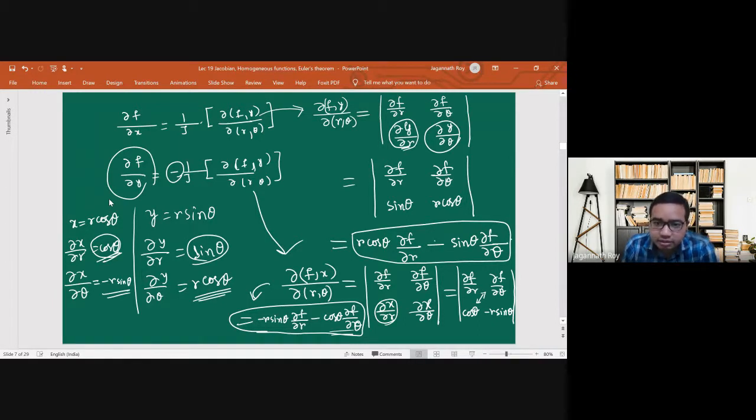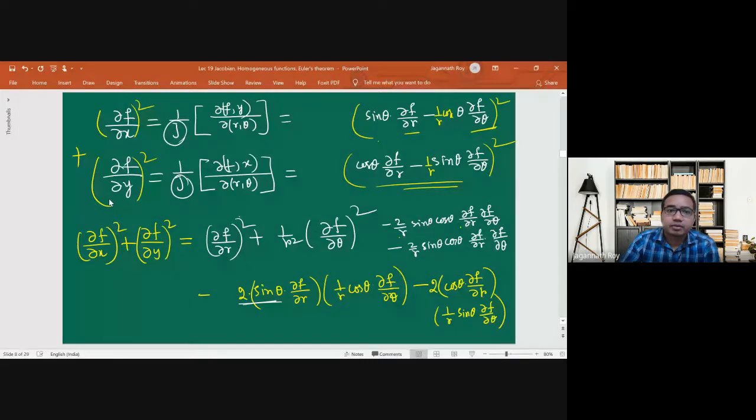After calculating this determinant, the actual value of this expression, this del f del y, will be positive of this one. Here I have written negative. So negative, after this, will actually be positive. So this will directly get cancelled. This one will become negative and this one will become positive.